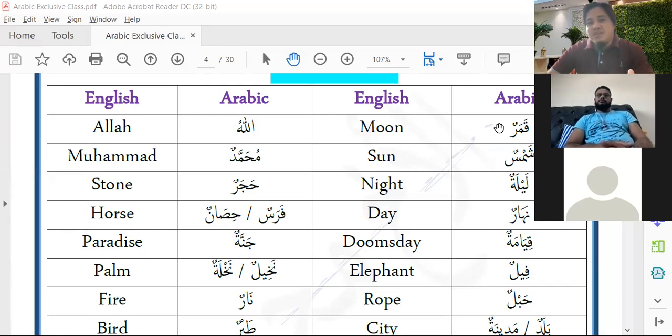Moon in Arabic, we say qamar, qamarun. Okay, I know you can read Arabic also. Sometimes you will hear some other Arabs, they will say hal ra'ayt al-badar, hal ra'ayt al-badar. Instead of using qamar, they use badar, badrun.